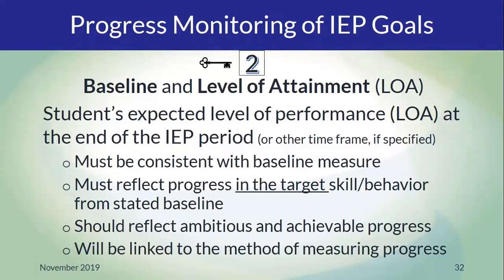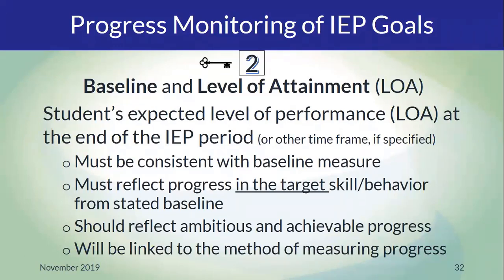The level of attainment should be ambitious and achievable in light of a student's circumstances. Remember, that was from the Endrew decision. The measures we use for the baseline and level of attainment must be the same. So we want to make sure that we're able to compare apples to apples rather than apples to oranges. The methods used to measure should be appropriate to the goal rather than having the measures determine what we're going to write for a goal. So we don't want to put the cart before the horse here.